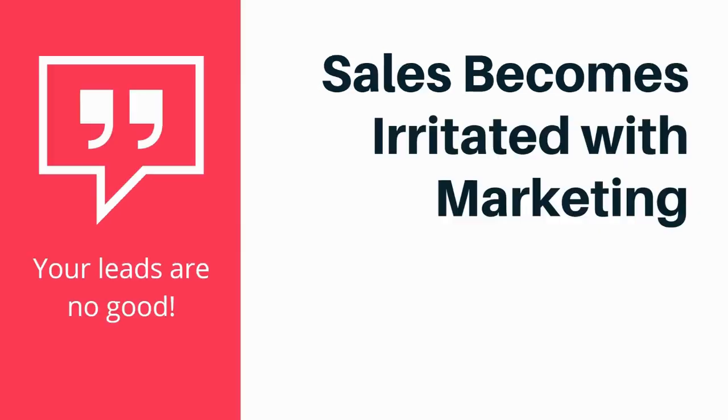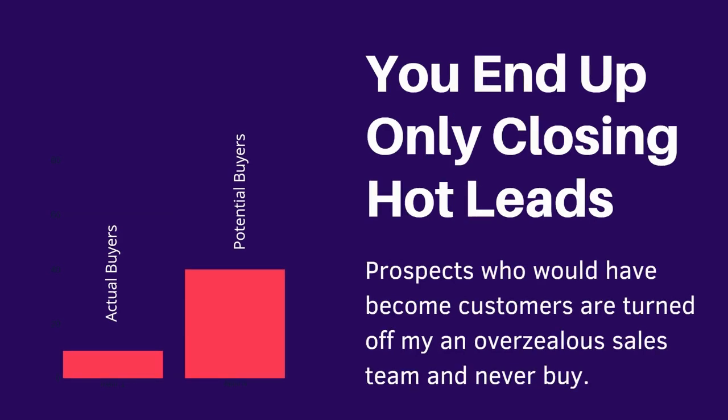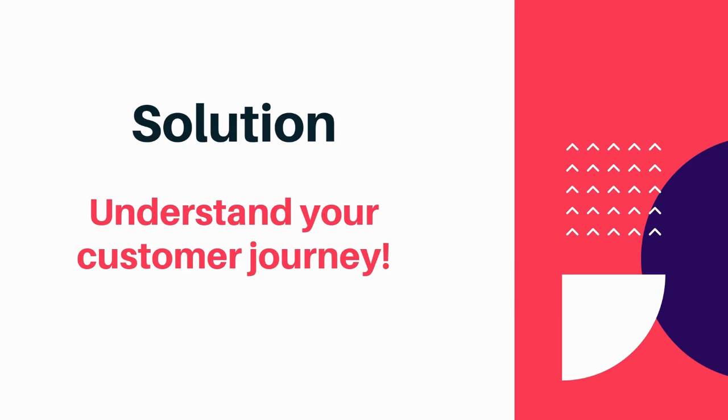And then sales becomes irritated with marketing, thinking the leads aren't very good. What ends up happening is that only a tiny fraction of the leads end up becoming closed customers. These are the hot leads, the leads that probably would have bought anyways without much interference from marketing or sales. A huge fraction of potential buyers never end up making a purchase. That's because they're turned off by an overzealous sales team. If marketing understood the customer journey better, then they'd send leads to sales at the right time and give the sales team the proper sales enablement. The solution here is to understand the actual customer journey.